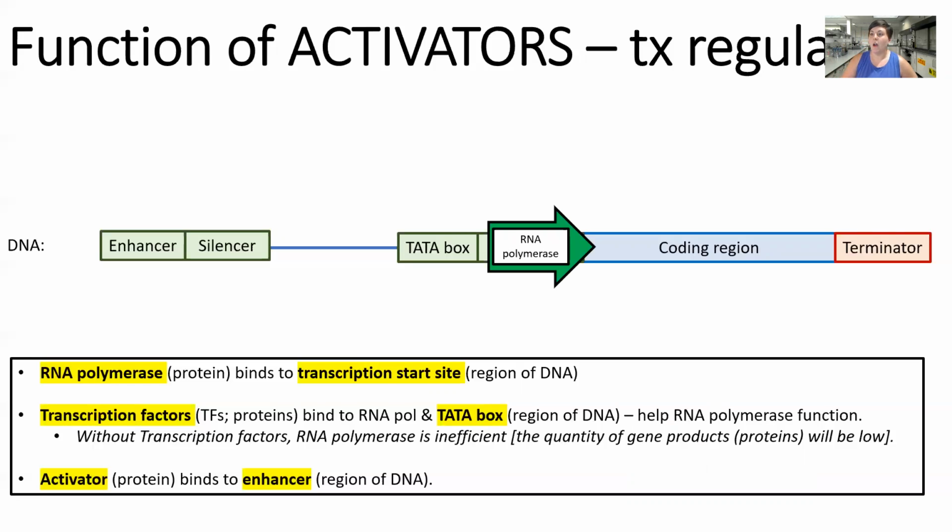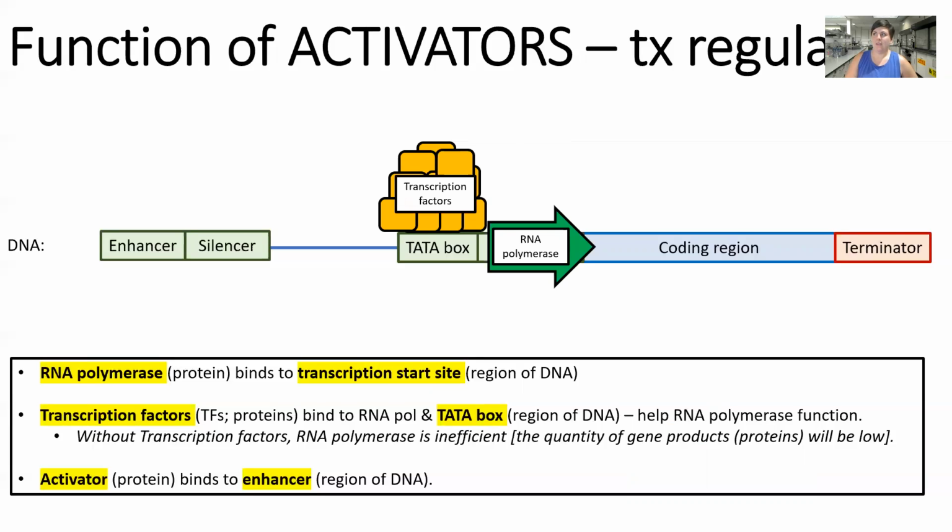So we know RNA polymerase, we've talked about that. That is the enzyme that converts DNA into RNA. RNA polymerase binds to our transcriptional start site. So the function of the TATA box, which again is called the TATA box because it's just composed of a bunch of T's and A's.